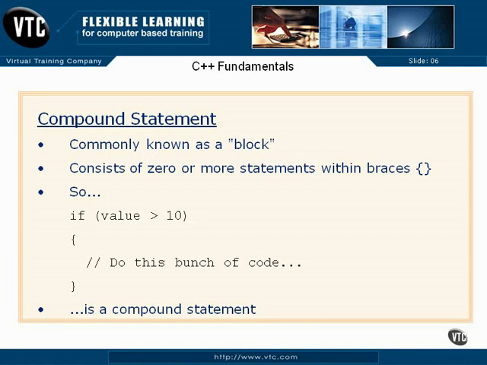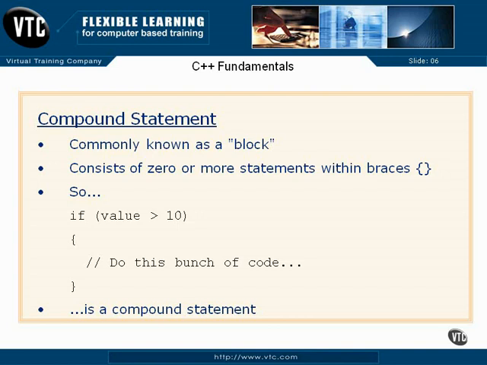We're going through statements here, and now we want to look at compound statements. We usually know them as a block of expressions, but it's officially known as a compound statement. And a compound statement is zero or more individual statements or expressions, we could easily say, within braces. Those are not squiggly brackets or anything like that. They are called braces. So, for example, if value is greater than 10, then we have an open brace, we do a whole bunch of code, and then a closed brace.